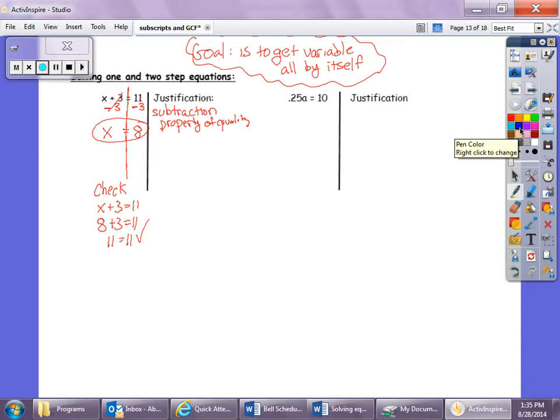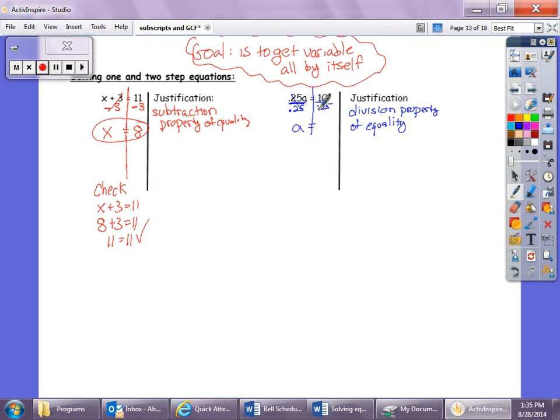If we look at the second one, once again, our goal is to get that variable all by itself. Well, a and 0.25 are together, so we have to break these apart. To break it apart, we want to divide by that 0.25. And we can do that since we do it to both sides of the equation. That's the division property of equality, which lets us divide both sides by the same number. So 0.25 divided by 0.25 is just 1, so I'm left with a.